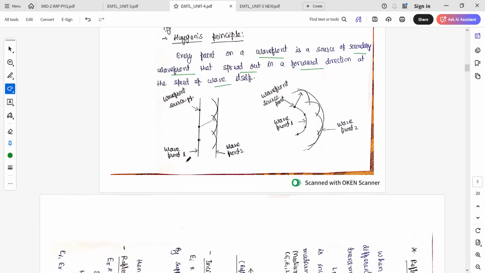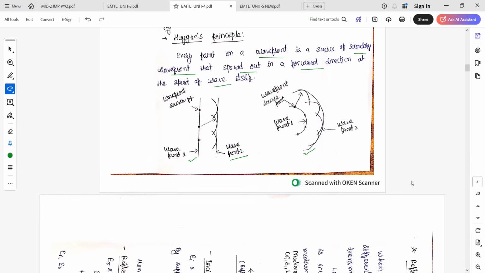Same thing here. This is the primary wavefront, that is the source, and it is going to generate the second wavefront. And again, in another example, here we have a circular wavefront. It's going to generate another wavefront. So Huygens principle says one wavefront can generate secondary wavefronts in the forward direction. That is the Huygens principle.